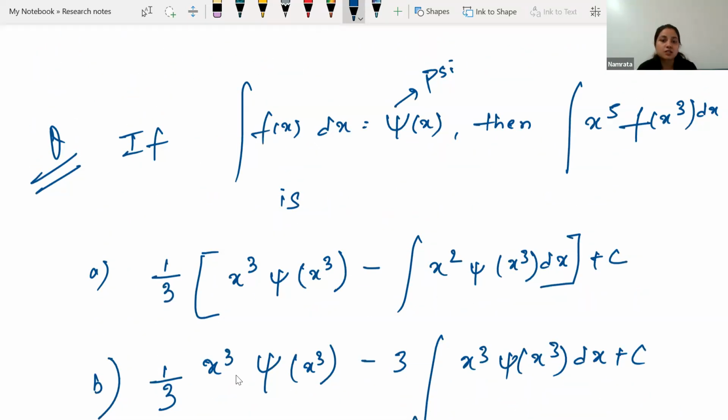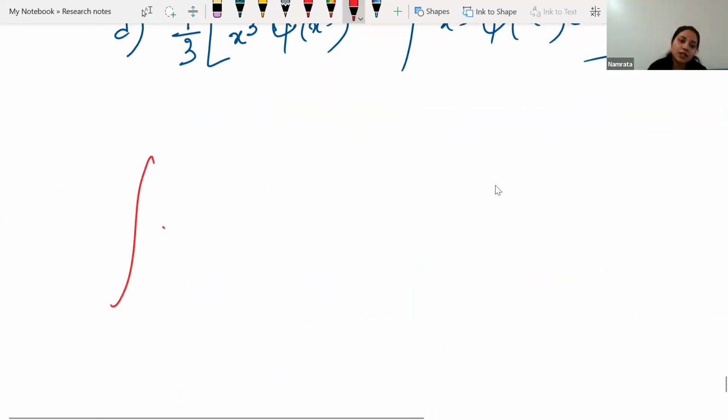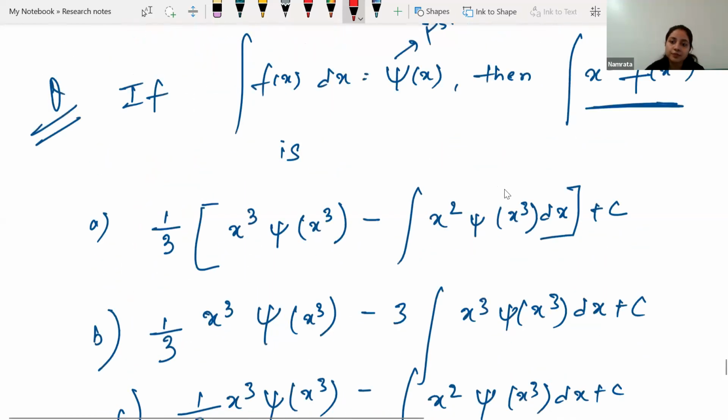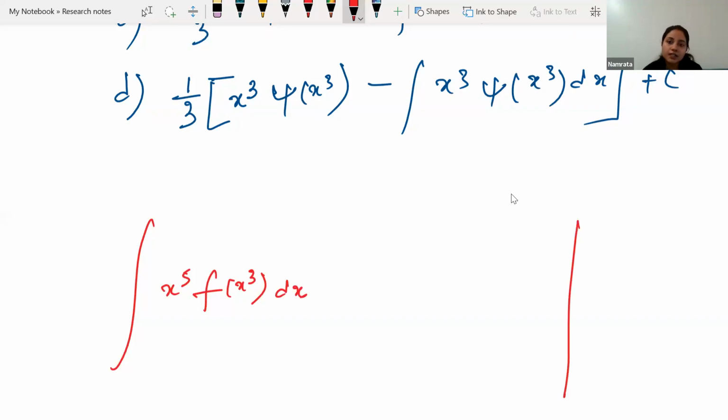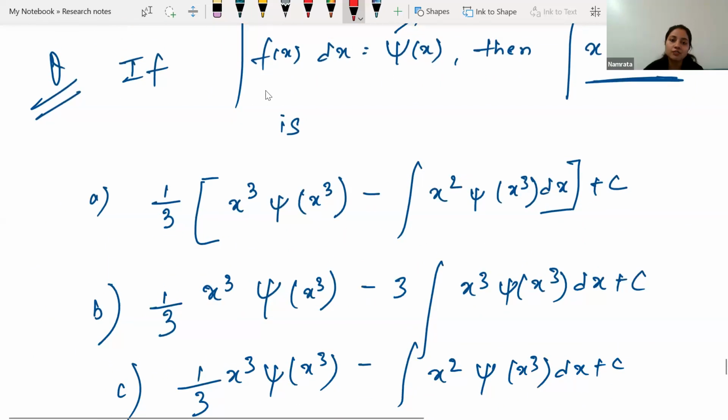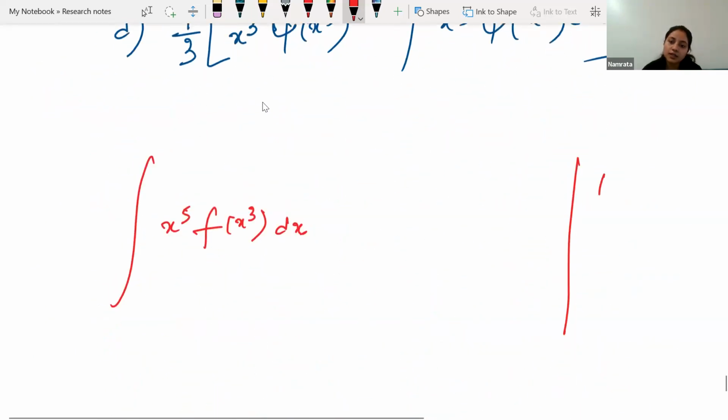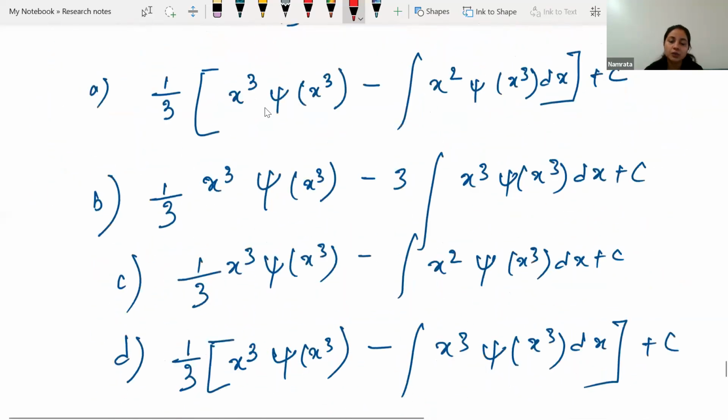If the integration of f of x dx is equal to psi x, then find the integration given here. So let me take that integration and the condition mentioned here also. We have the integration of x to the power 5 f of x cube dx. This integration we have to do, but one condition is mentioned: integration of f of x dx is equal to psi x. Yeah, only psi x.